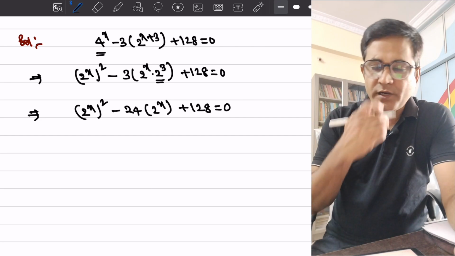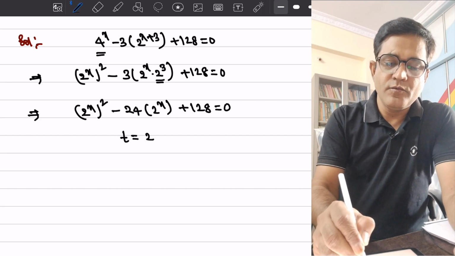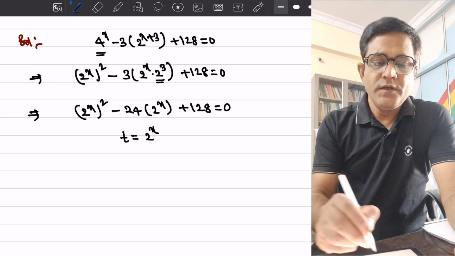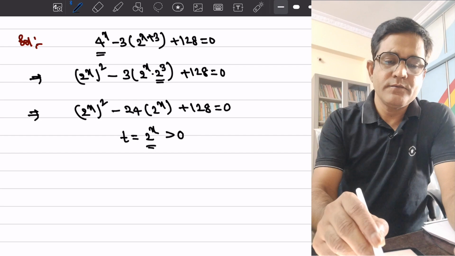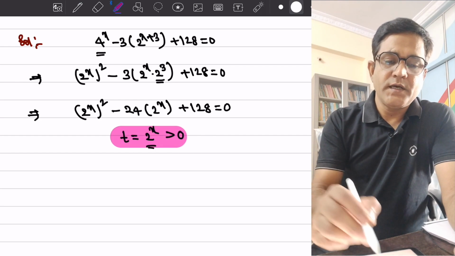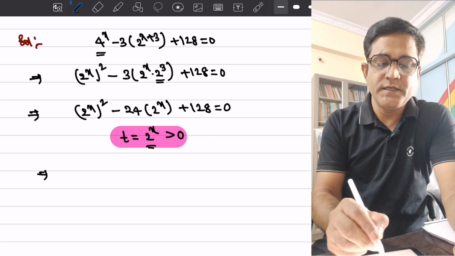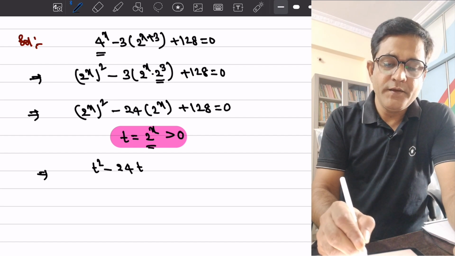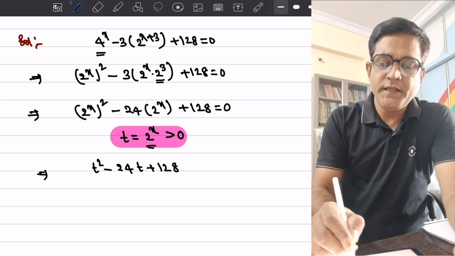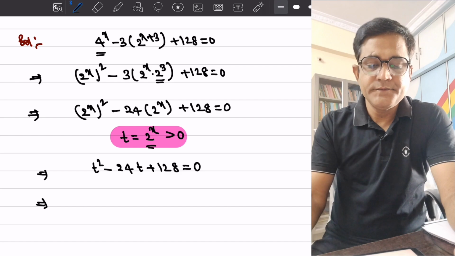Next, for algebraic convenience, you let t equal to 2^x. If t is equal to 2^x, since 2^x is an exponential, it is always positive. Now if you substitute t in place of 2^x, it becomes t² − 24t + 128 equal to 0. Now, it is a quadratic in t.